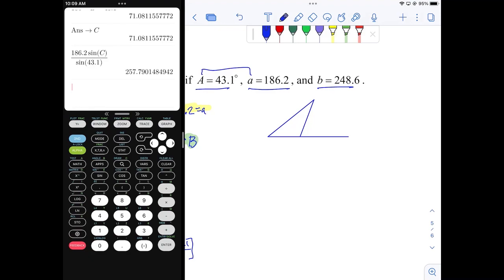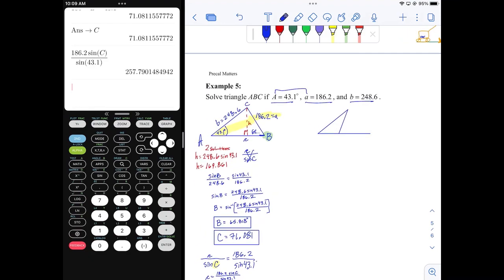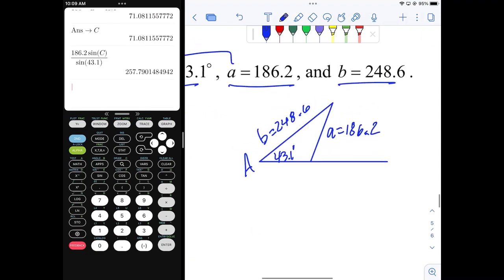So what's going to be the same? 43.1 degrees. This is going to be the same. That's A. B equals 248.6. That's going to be the same. And A is going to equal 186.2, which is A. It's still the same. So let's label what we still need. We still need B, we still need C, and we still need little c. So we got to find those three all over again.